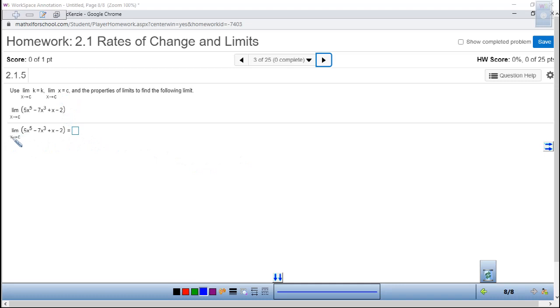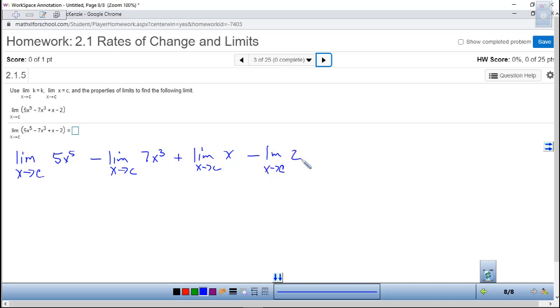So we want to find the limit as x approaches c of 5x to the 5th minus 7x to the 3rd plus x minus 2. All we're going to do is take c and plug it in. Now, the things that are actually going on in the background that you don't have to write down is you're taking the limit as x approaches c of 5x to the 5th, and then you're subtracting the limit as x approaches c of 7x to the 3rd, and then you're adding the limit as x approaches c of x, and then you're subtracting the limit as x approaches c of 2.